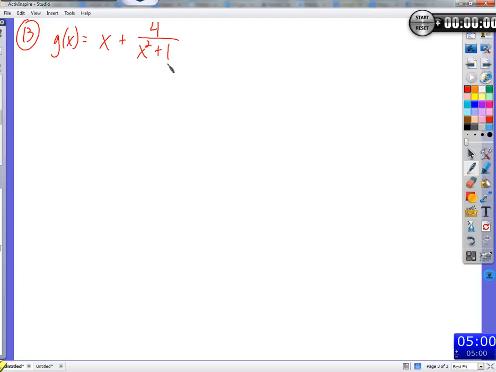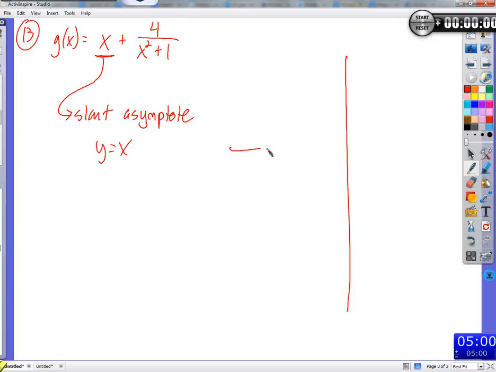So the nice thing about this is, it was a rational function that somebody already did the long division on, right? So you've got the whole part and the remainder part. So this tells us we have a slant asymptote. Y equals x is our slant asymptote.